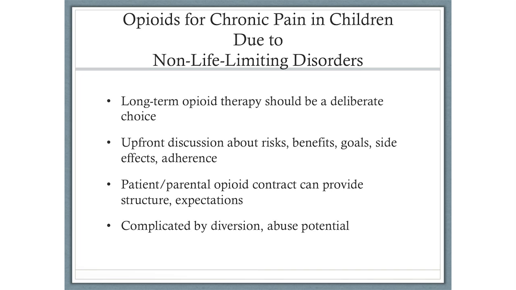So when it's a deliberate decision, you can have an upfront discussion with the family, with the patient, about the risks, what the goals of treatment are going to be, what the side effects of opioids might be, and then the rules that you're going to set up for adherence. In our practice, we routinely have all patients on chronic opioids sign a contract. It's a contract that they sign and their parents sign. And it provides structure. It provides a set of upfront expectations about what happens if you break the contract.